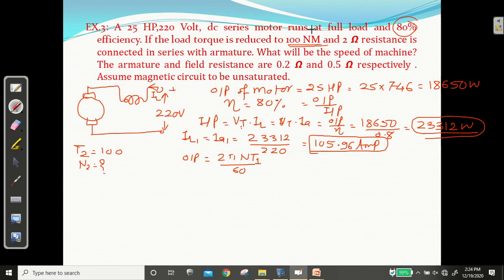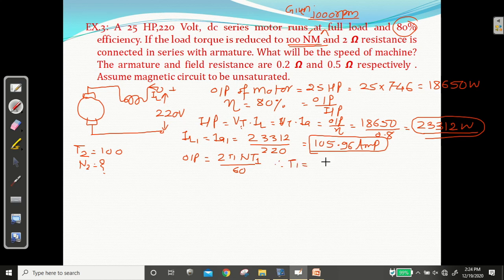Runs at 1000 RPM is given. Please correct it. So everything is given. Output is known, 2 pi n is given, 60 is given. So you can calculate T1.